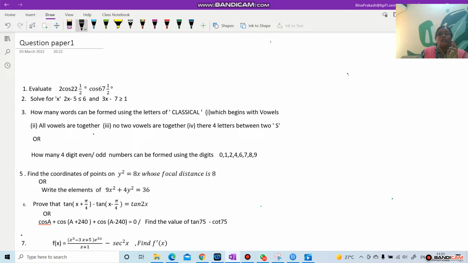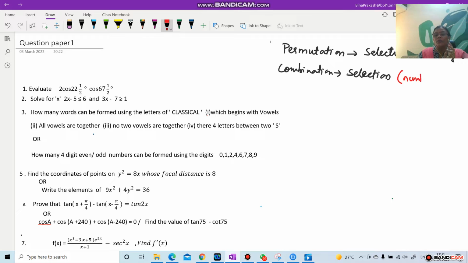The definition of permutation is to select and arrange. It is selection and arrangement. Whereas combination is only to select. Only selection is involved, which means the number of groups that can be formed. That's our question.